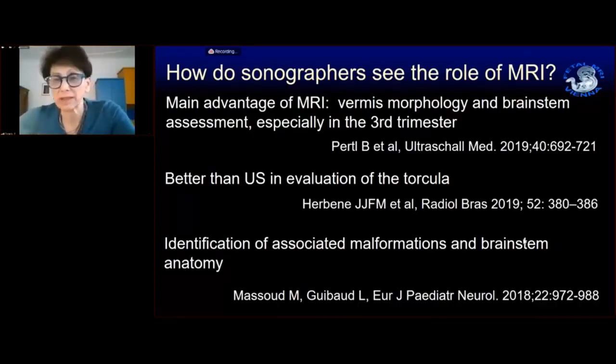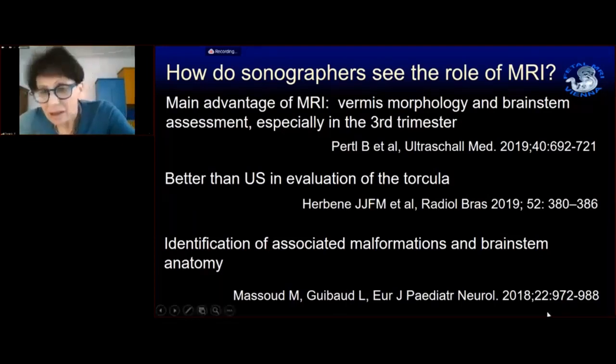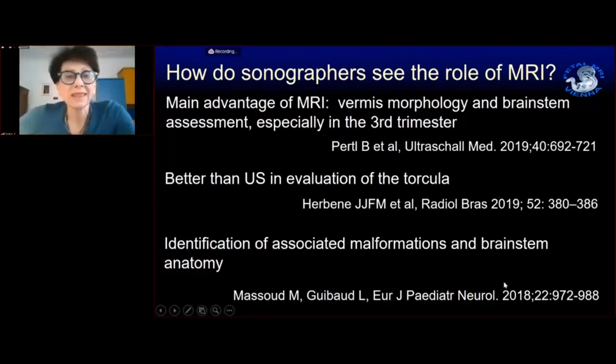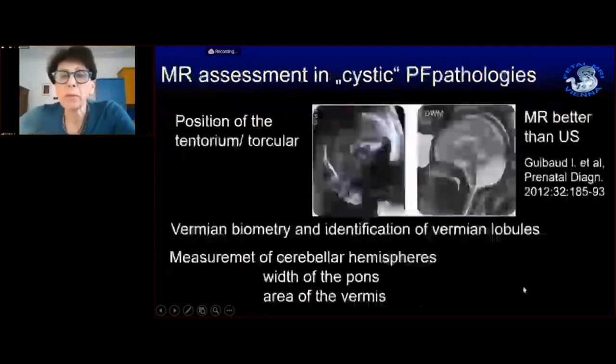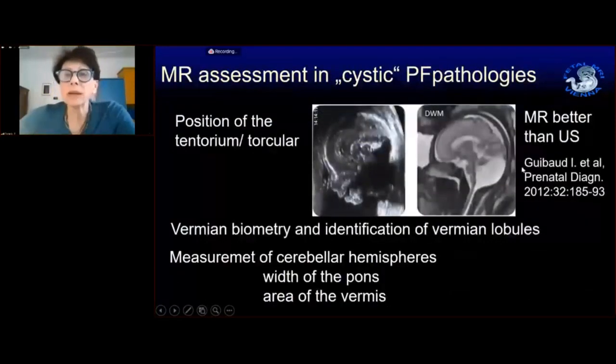What we can see here is an example out of a paper by Laurent Guibault, who found that MRI is better than ultrasound in the identification of the position of the tentorium and the torcular, because this anatomic landmark can really help us in diagnosing a Dandy Walker malformation and differentiate it from other similar malformations in which the position of the torcular should be more normal.